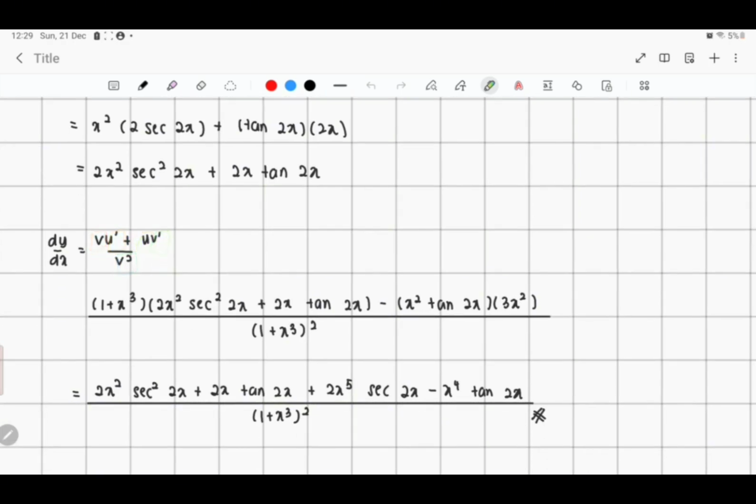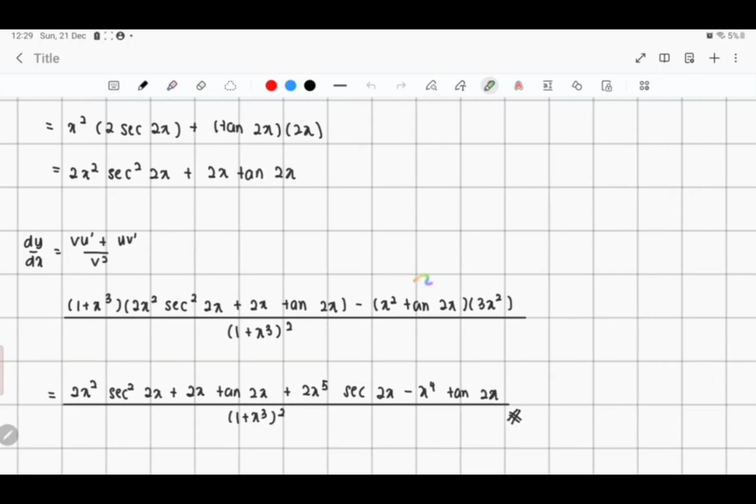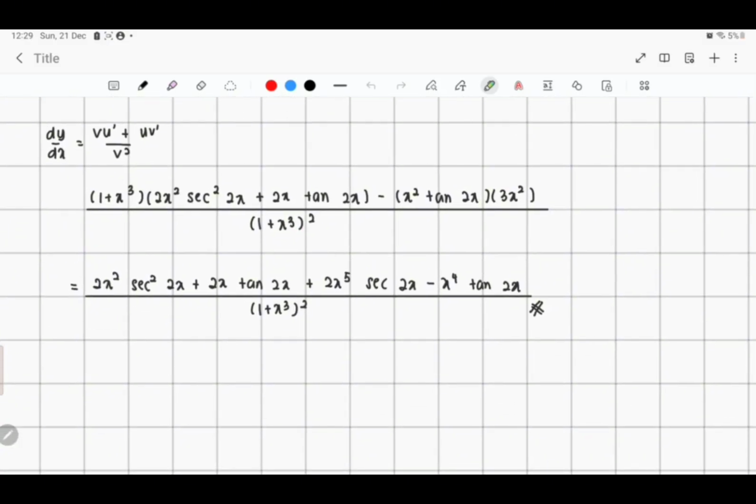v u prime minus u v prime, over v squared. Then I simplify this and this, and I get this.